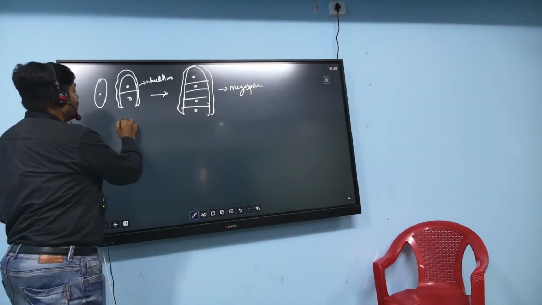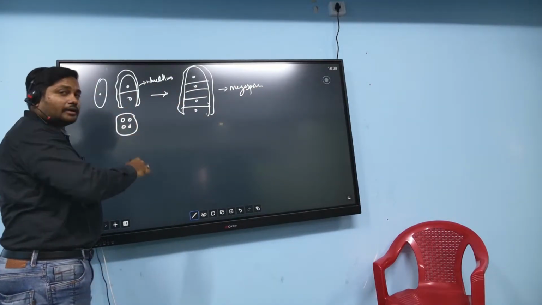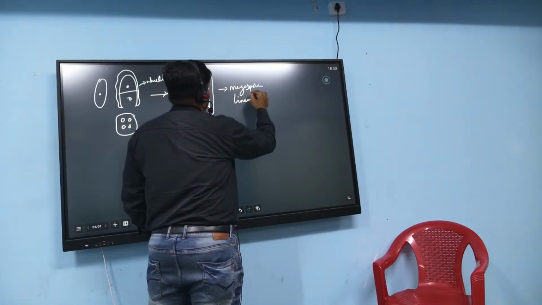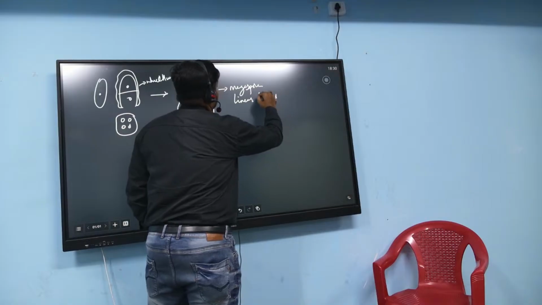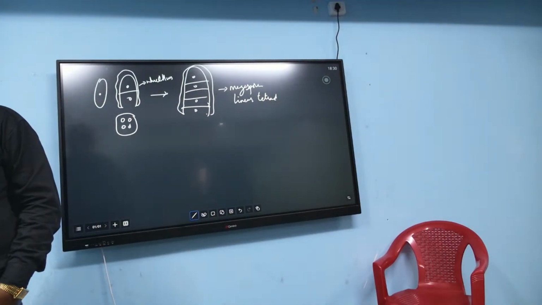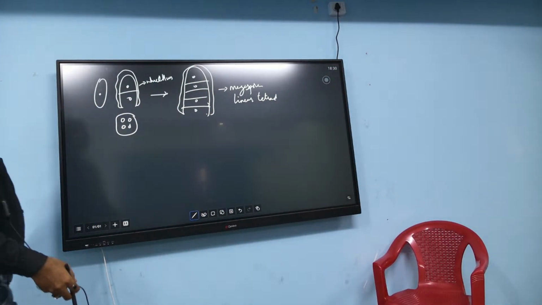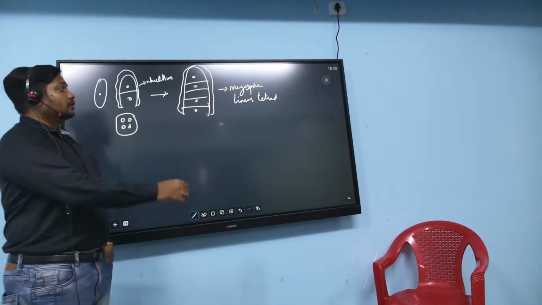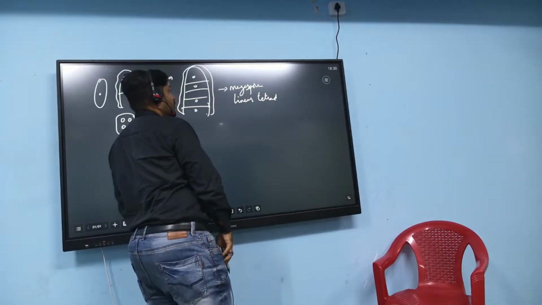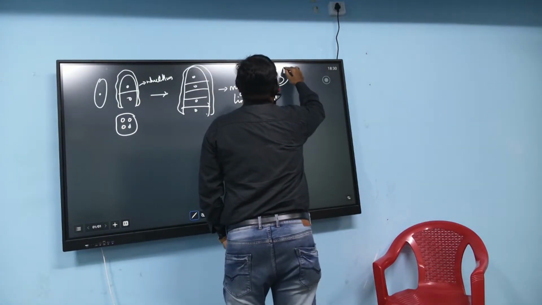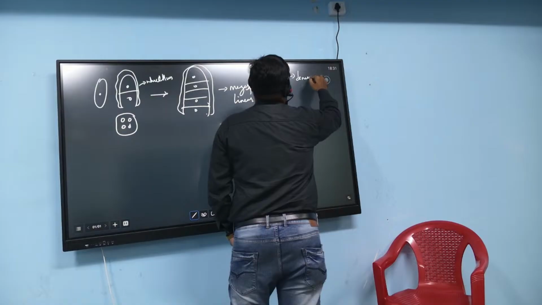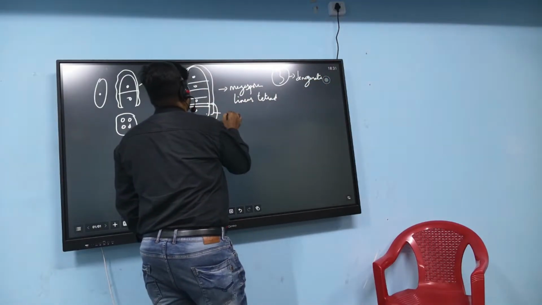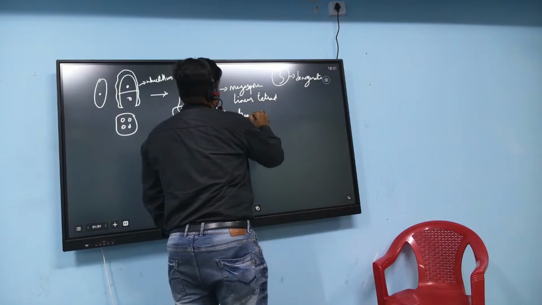If it is arranged like this, we call it a tetrad. But if it is in a line, what should we call it? A linear tetrad. Now what happens after the four megaspore cells are formed? Three will degenerate. Only one will be remaining. One will become functional.